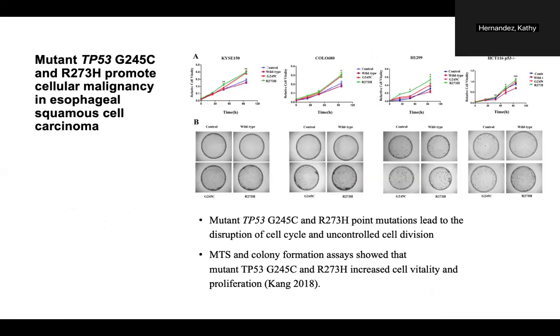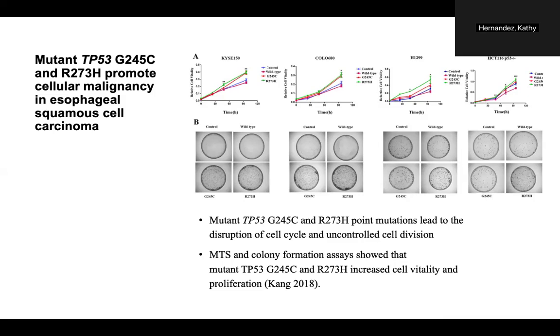In this article, we're looking at the mutant TP53 G245C and R273H, which promote cellular malignancy in esophageal squamous cell carcinoma. We're looking at the mutant TP53 G245C and R273H point mutations, which lead to the disruption of cell cycle and uncontrolled cell division.